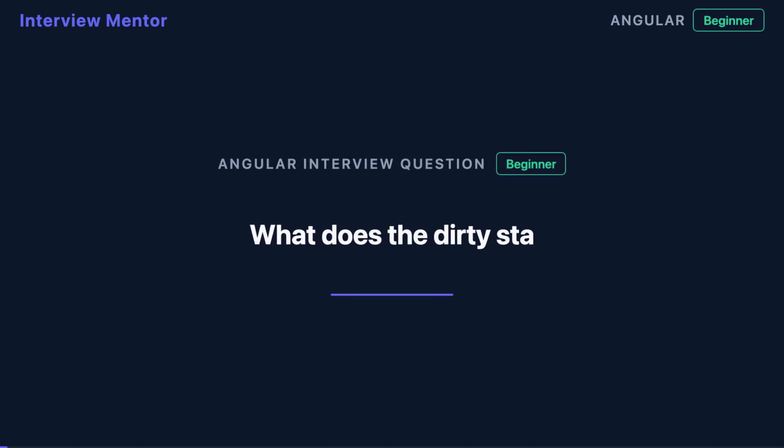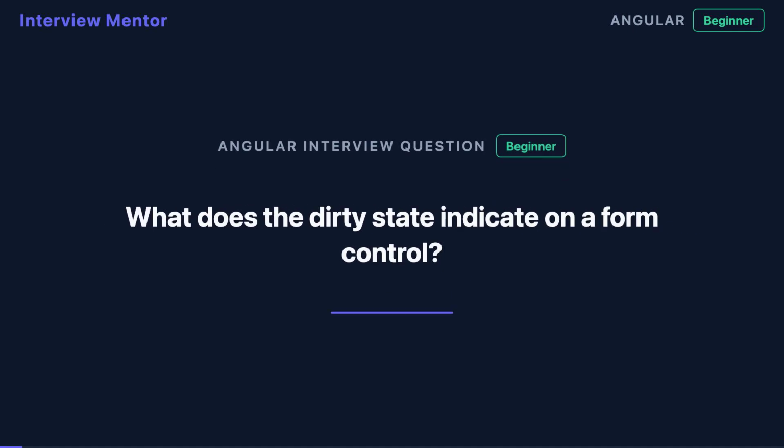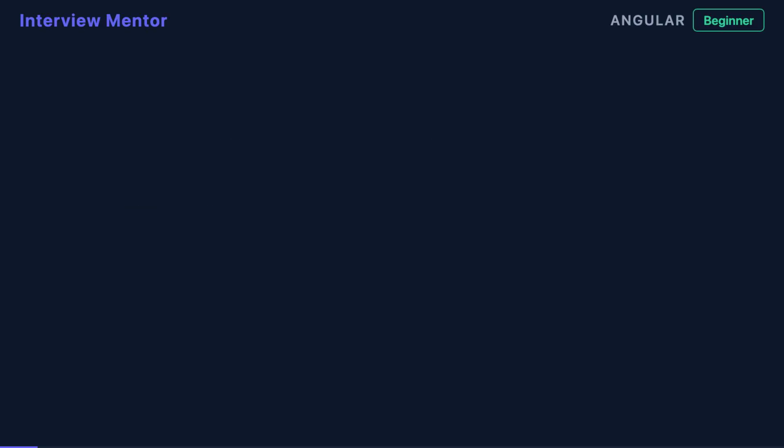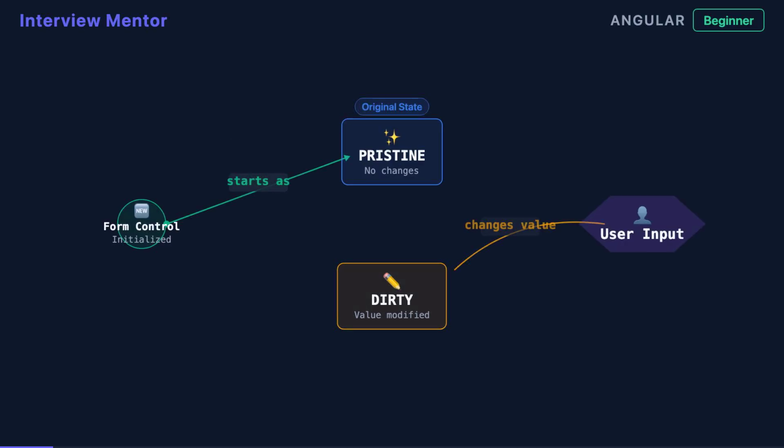Ever wondered why your form's save button stays disabled even though you typed something? It's all about the dirty state. In Angular, every form control has a dirty state that tells you whether the user has changed its value. When a form control is first created, it starts in the pristine state, meaning it's untouched and unchanged. The moment a user modifies the value, even by a single character, the control becomes dirty. Think of pristine as the original, clean state, and dirty as modified from that original.